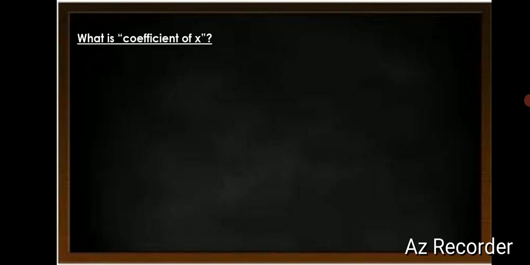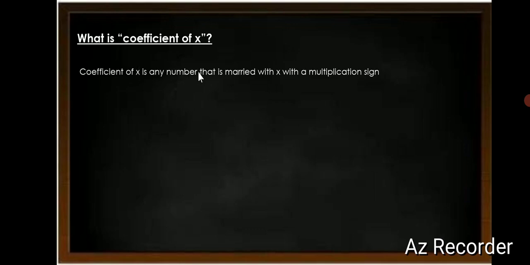Starting with the first scope item, what is the coefficient of x? Coefficient of x is any number that is married with x with a multiplication sign. In this first example, we can see that 2x equals 6. We can see that 2 is married to x.